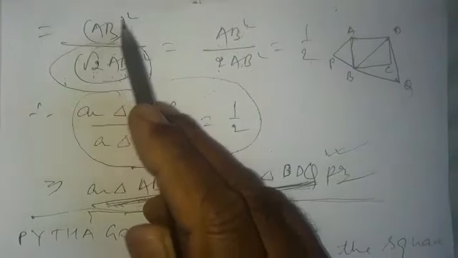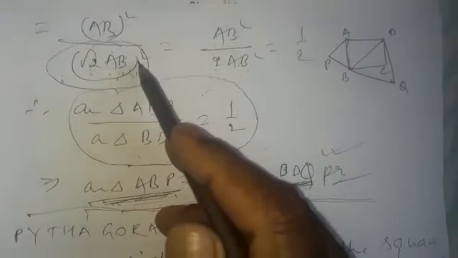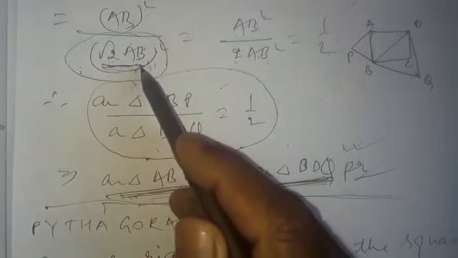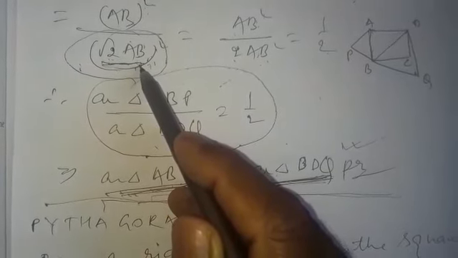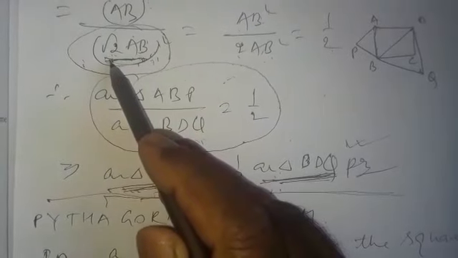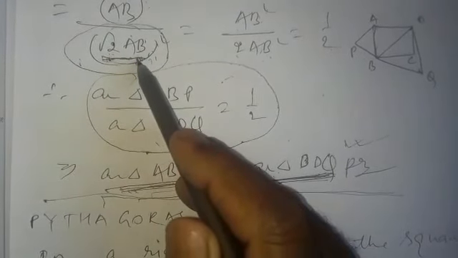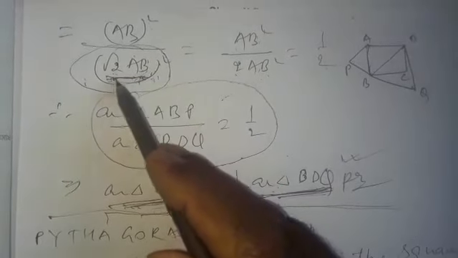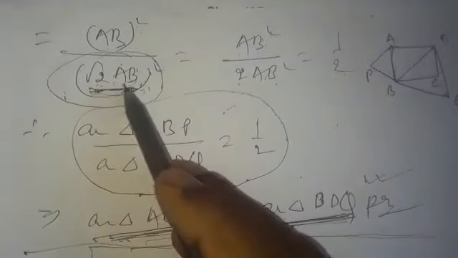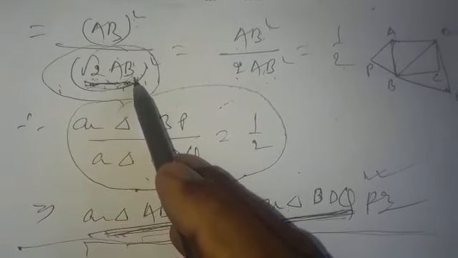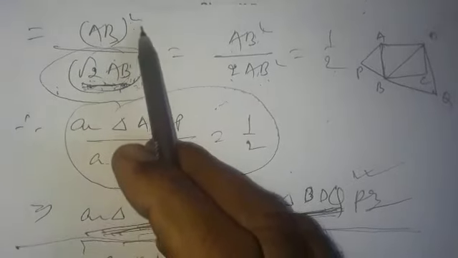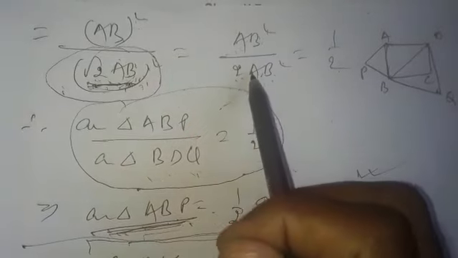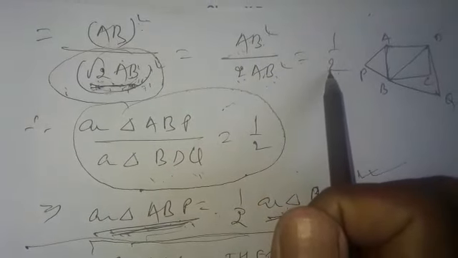Now it is equal to AB square by root 2 AB, the whole squared. This root 2 AB has been obtained for BD. As explained earlier, the diagonal is equal to root 2 into side. Since BD was the diagonal and AB was the side, BD can be replaced with root 2 into AB. Now the square of this will give us AB square by 2 AB square. This AB square will cancel out, which will be equal to 1 by 2.